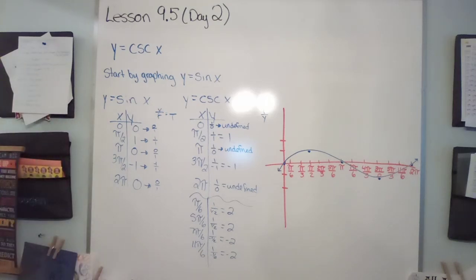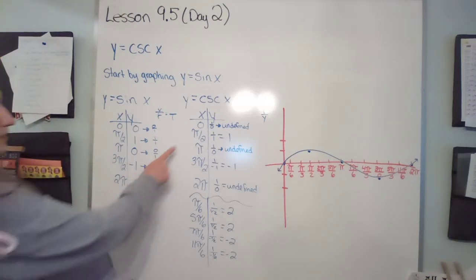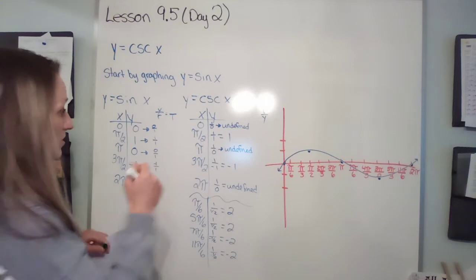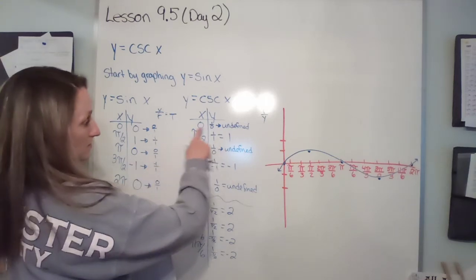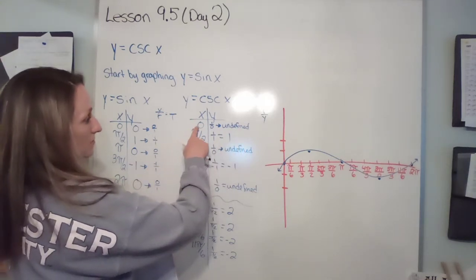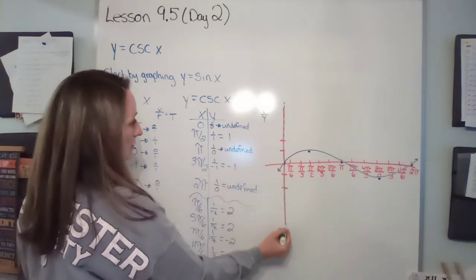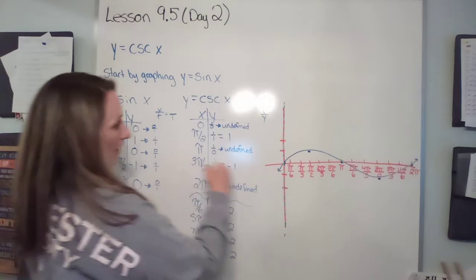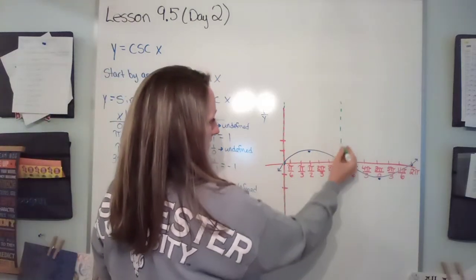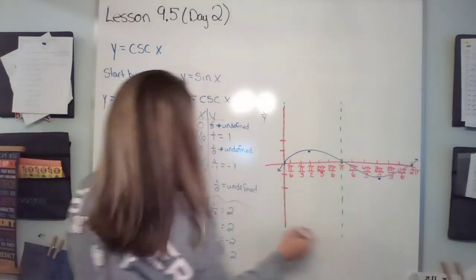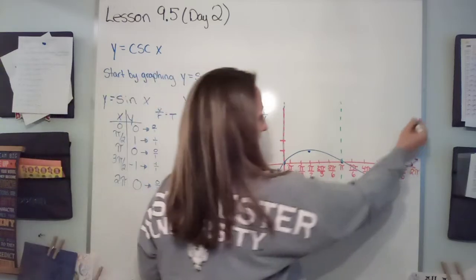All right, and then finally, I'll graph my cosecant function. So I have a point, I have an asymptote. Let's put those in. The asymptote is along the y-axis. And then I have another one at pi, and then I have another one at 2 pi.